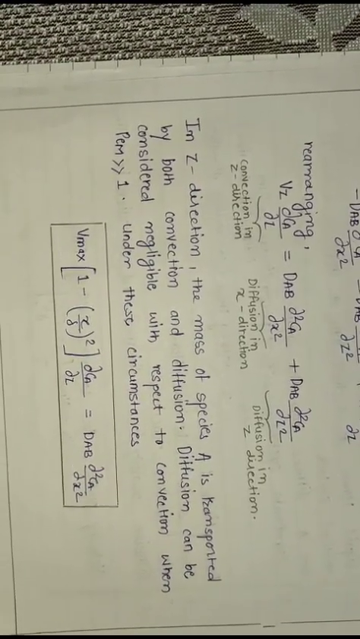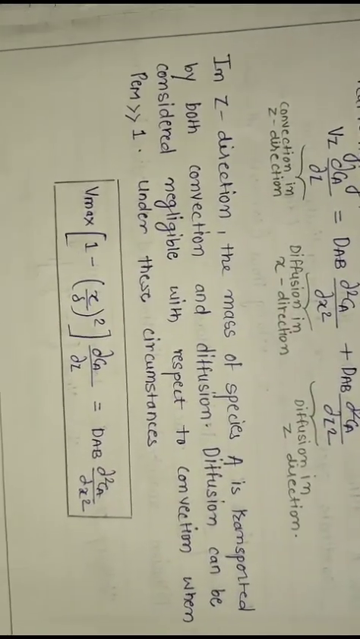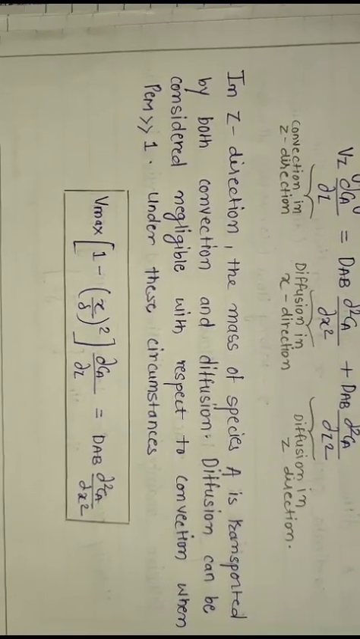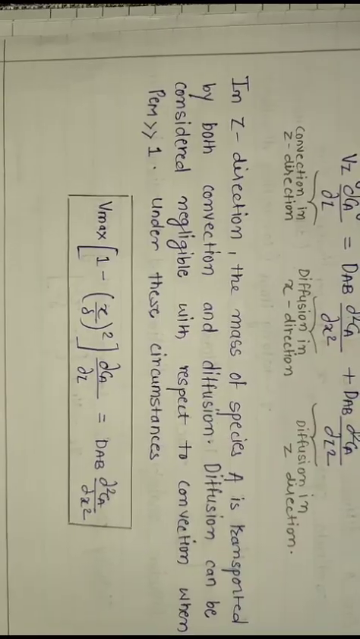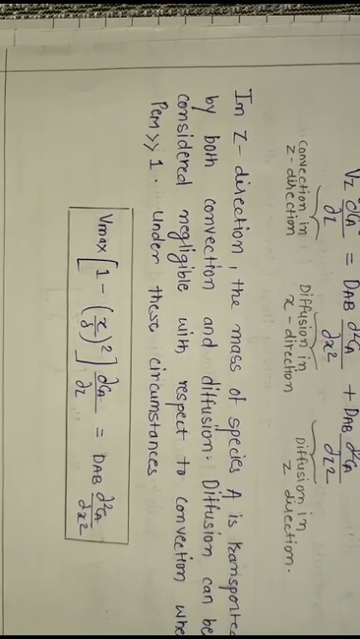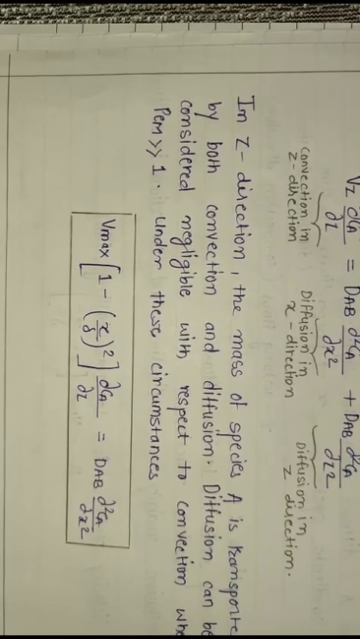This equation represents the fundamental balance between convection and diffusion in the falling liquid film and forms the basis for analyzing gas absorption in such systems.